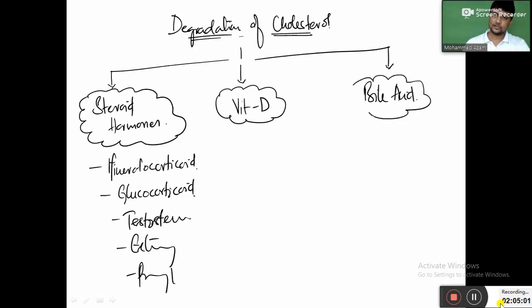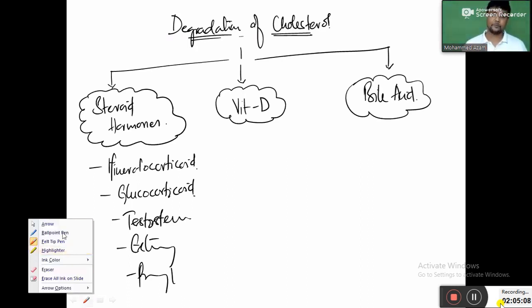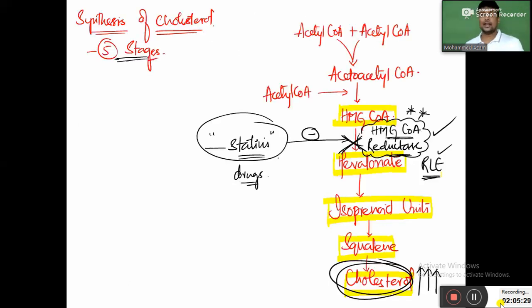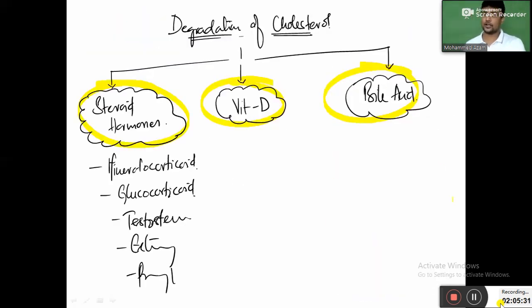So my dear friends, remember, cholesterol will undergo degradation. I am repeating it again: cholesterol will undergo degradation to form three important substances: all your steroid hormones, the vitamin D in our body, and the bile acids in our body. So bile acids, vitamin D, and steroid hormones are formed from cholesterol. And that completes the topic of cholesterol. Cholesterol topic is done, sir. Synthesis of cholesterol and degradation of cholesterol completed.